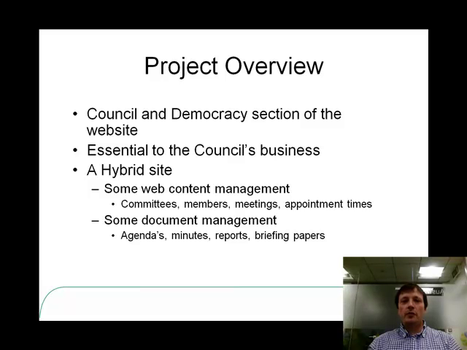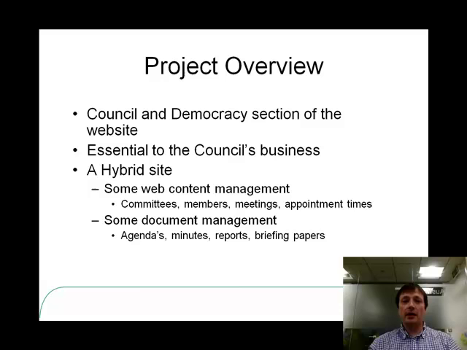So, quick overview of the project itself. It concerned the Council and Democracy section of the website. And as I've said, this is an essential part of the Council's business in that it holds all of the information about the councillors who represent the various wards within Camden and the documents for the committees as well as the agendas and minutes that are produced as part of the decision-making process.